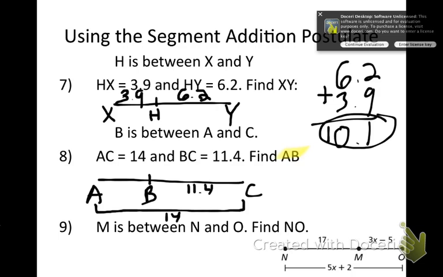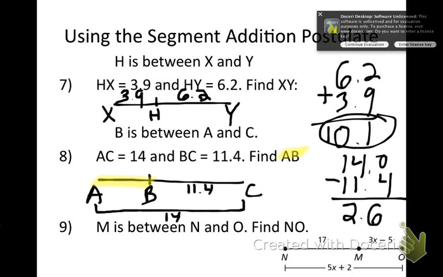So I want to find AB, this distance right there. I know the whole distance is 14, and this partial distance is 11.4. What do I want to do then? Yeah, you want to subtract them. You want to take the whole minus my part this time. So 14.0 minus 11.4. Camden, I get an answer of? 2.6. 2.6 is correct. Nice job.